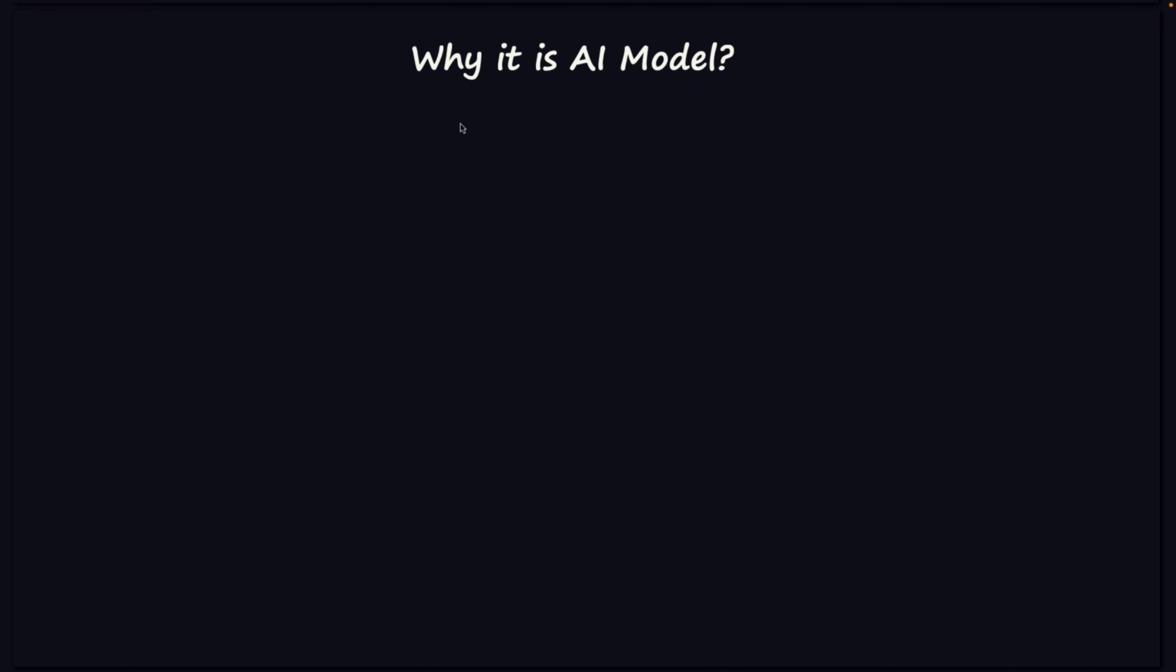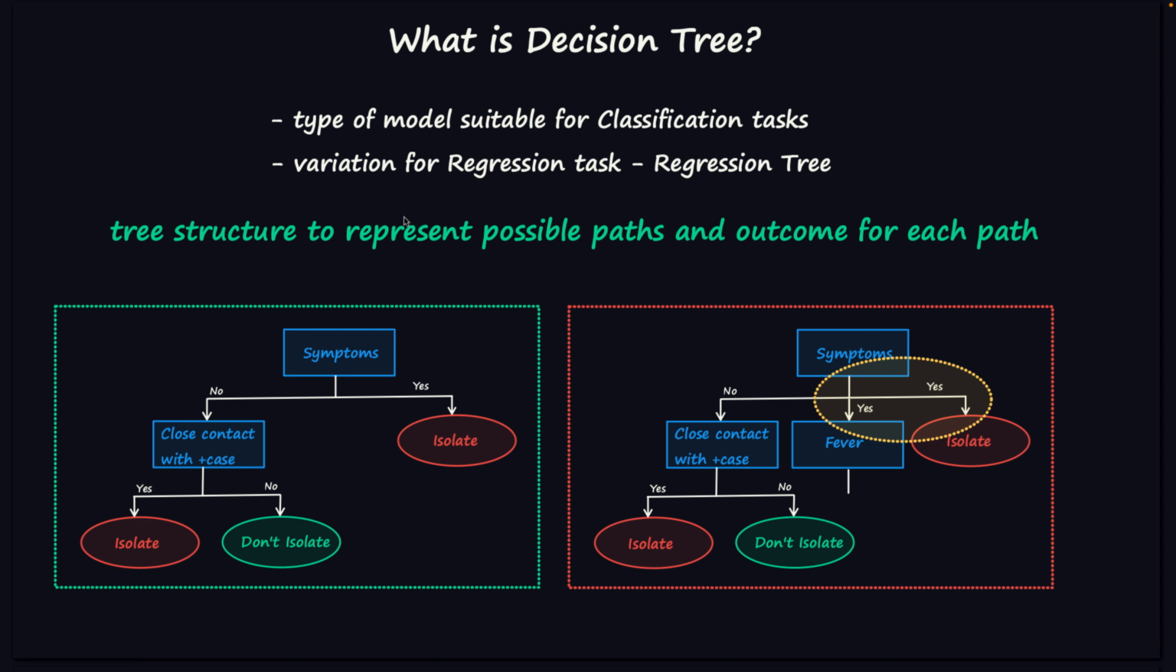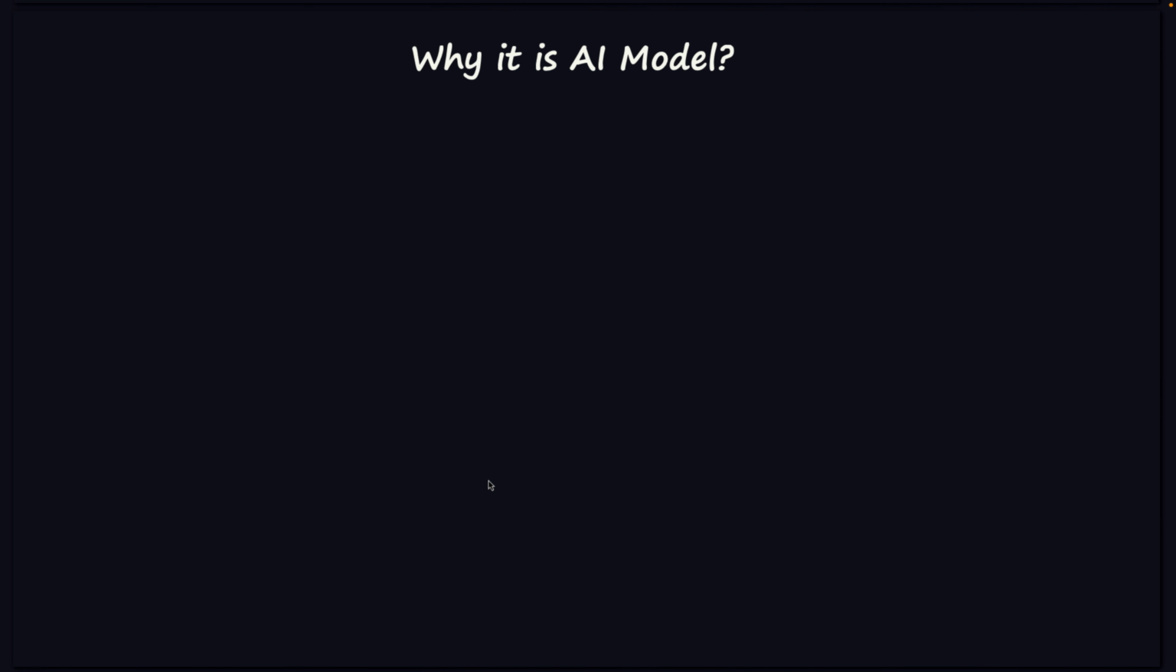Now, you might wonder, the decision tree that we have seen here is pretty much how one would develop a system using traditional program to work out whether the patient should be isolated or not, right? Because using traditional program, we will create branches and loops which will represent this type of tree, and that will tell us whether the patient should isolate or not, right? Then why are we calling this an AI model? Decision tree is one of the AI models.